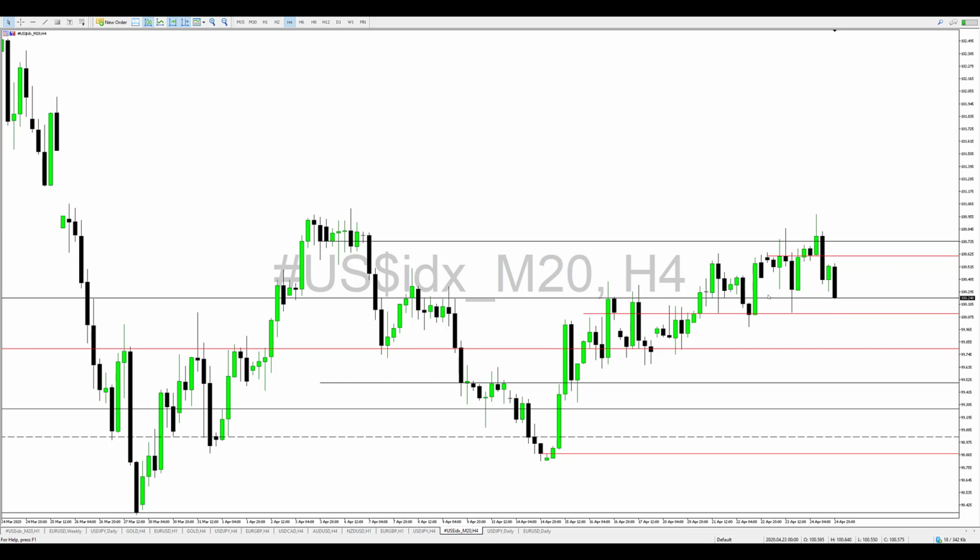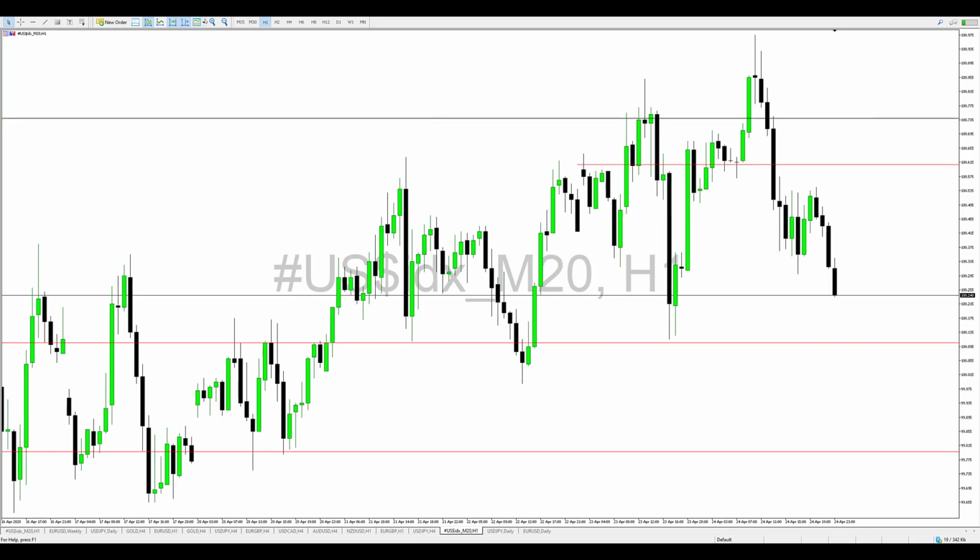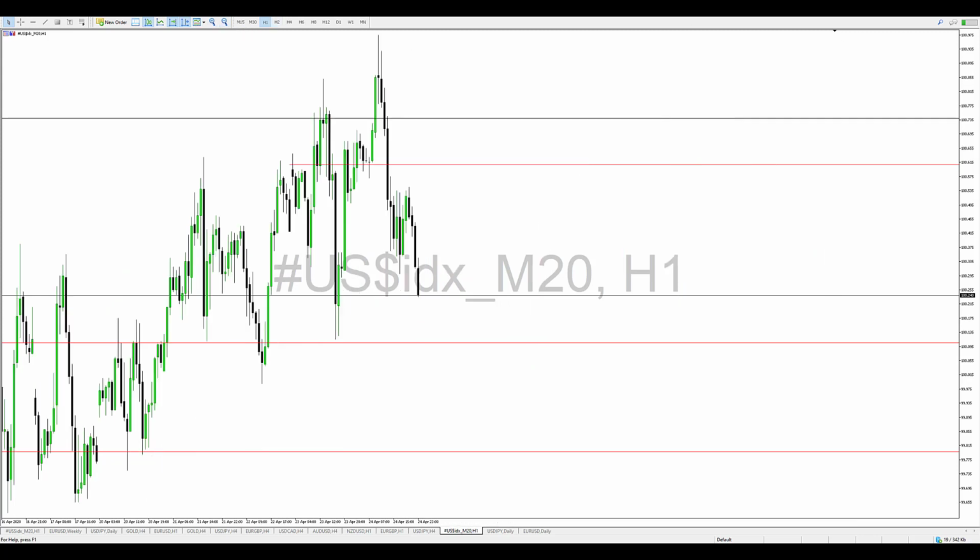So when it comes to the dollar index in the coming week, I'll be looking for further weakness all the way to 99.80. You see, 99.80 or all the way to the 99.50 price point. Let's look at what that looks like on an hourly chart.